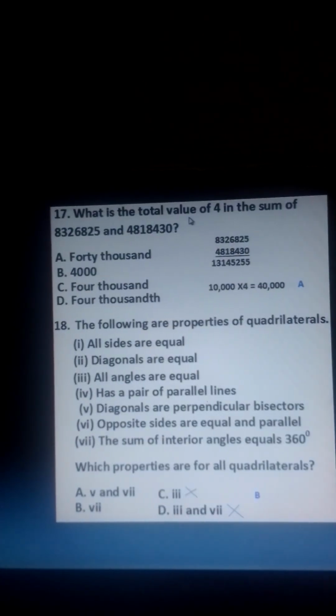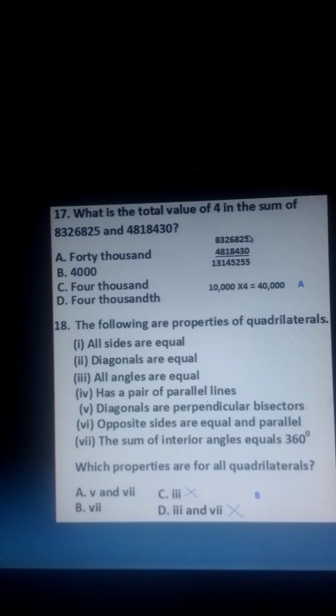What is the total value of 4 in the sum of this one and this one? Okay. This one is 8,326,825 plus 4,818,430. So we add these numbers like this. And you always observe the place value when you are adding. Otherwise, you'll get it wrong.